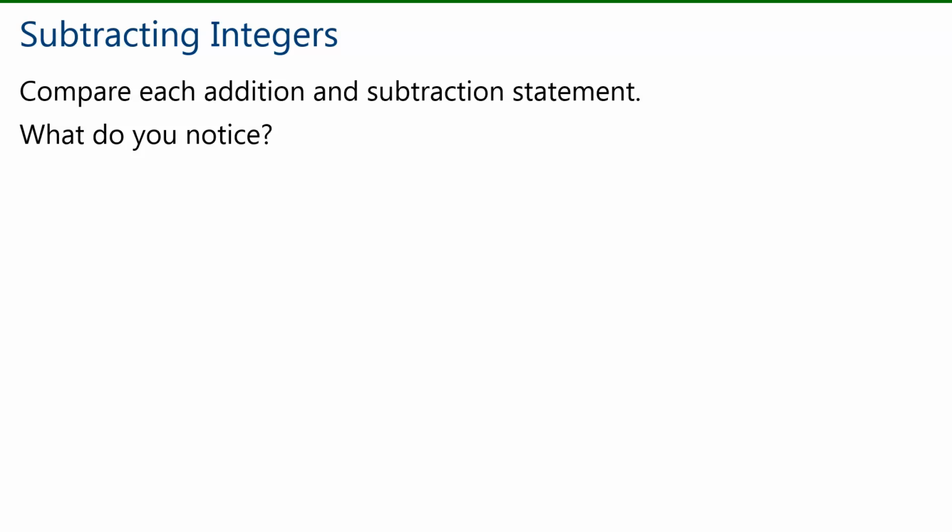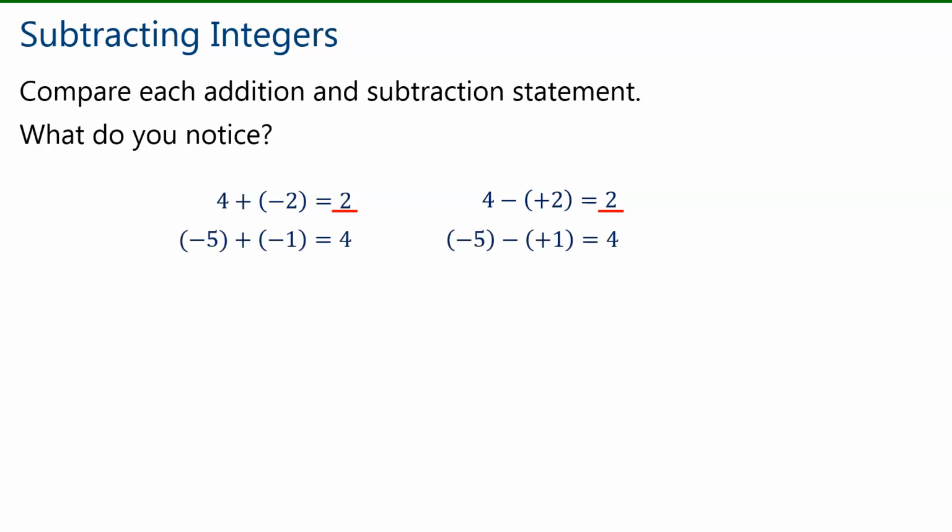So here I'm going to give you some addition and some subtraction statements. Then I want you to determine if you notice any pattern here. So here I have 4 plus -2, and here I have 4 minus +2. Well, the answer is both the same, both 2. -5 plus -1, and -5 subtract +1. Again, the answer is the same. 6 plus +3, and 6 minus -3.